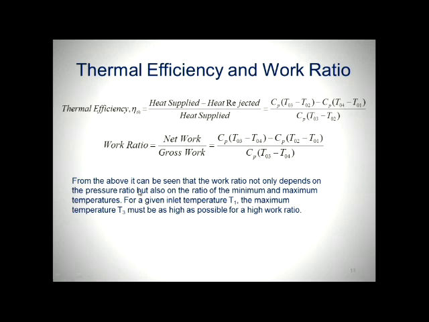It goes on down here and says that the work ratio depends not just on the pressure ratio, but on the maximum and minimum temperatures. Given inlet temperature T1, the maximum temperature T3 must be as high as possible for a high work ratio. So you'd want this number here to be as high as possible. And the higher the maximum cycle temperature, the higher the efficiency is.